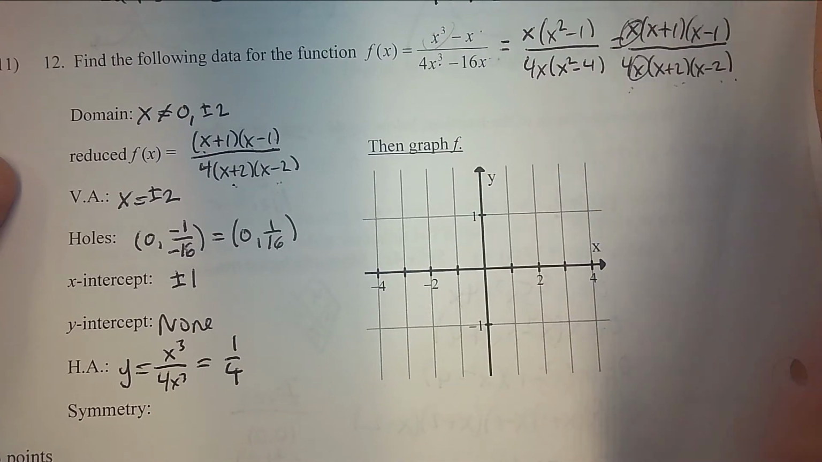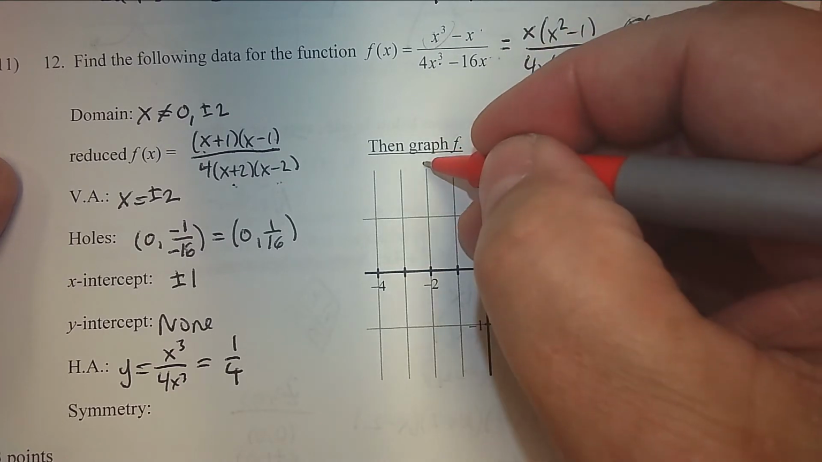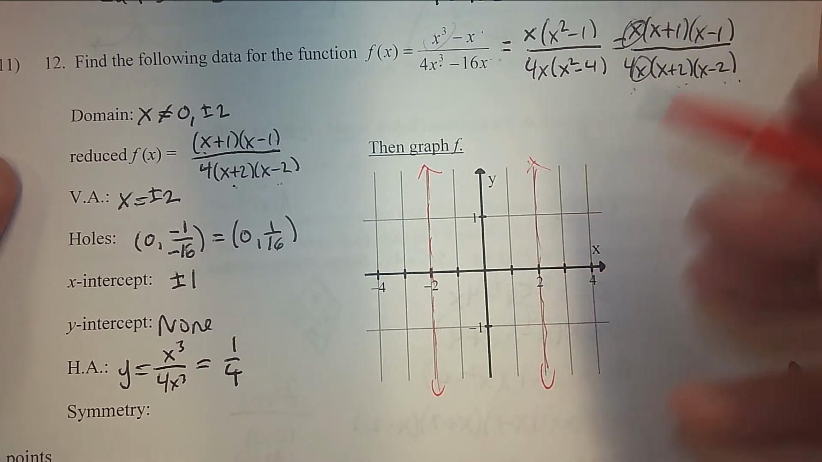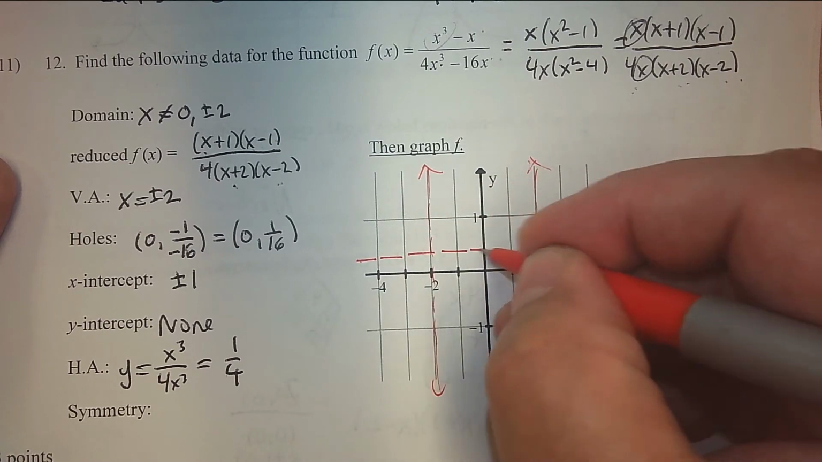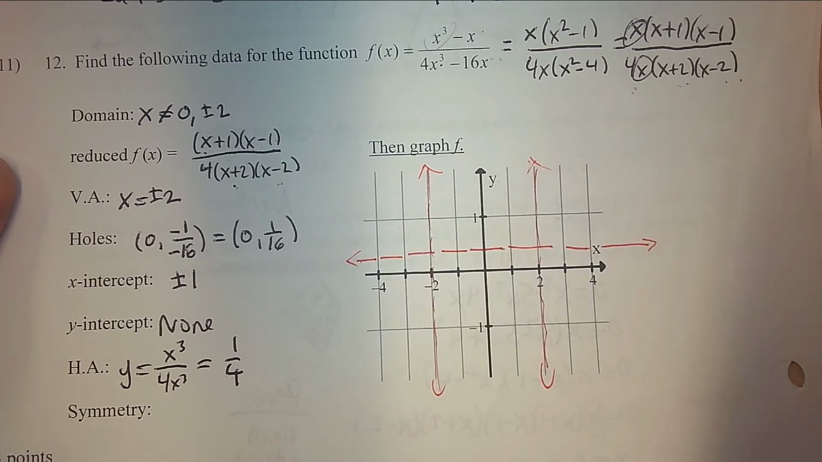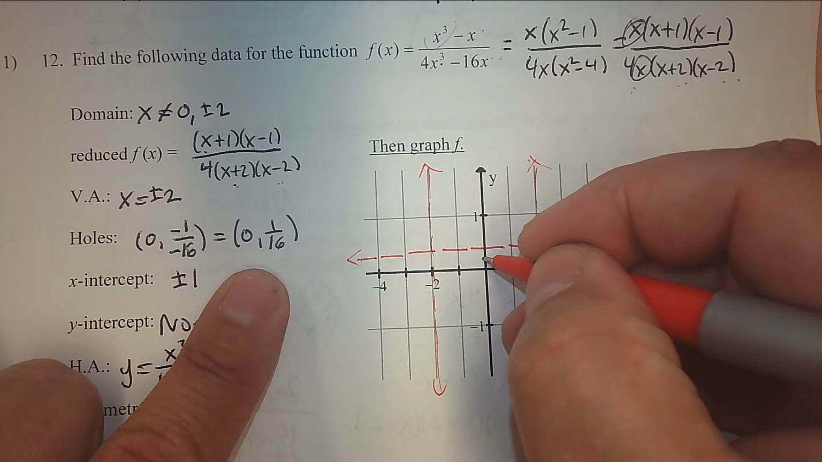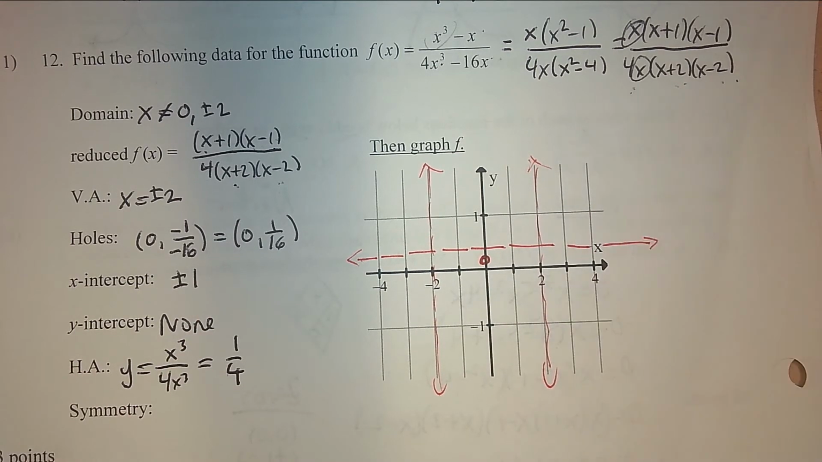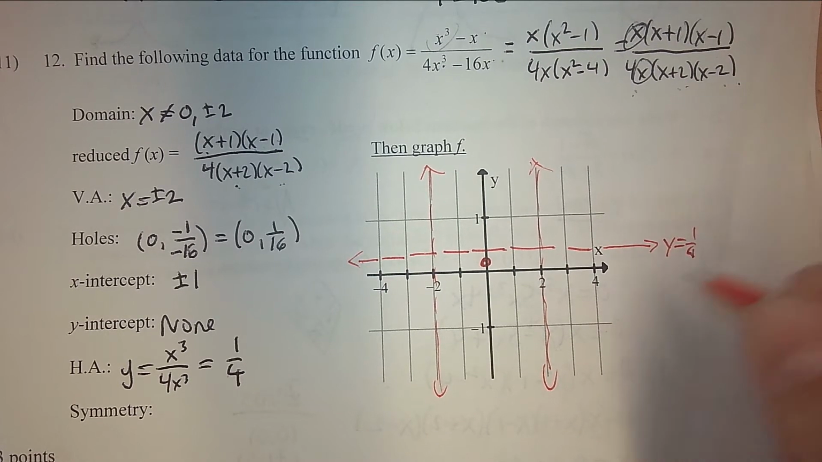So how do I even start this graph? Well, a good place to start are the asymptotes. So at 2 and negative 2, we have vertical asymptotes. At 1/4, so I have to just estimate where 1/4 is, there's another asymptote. We also have a hole, and the hole is at 1/16, which is just above the axes, but below the horizontal asymptote. So if this is y equals 1/4, then 1/16 is below it. That's going to help us with the picture.